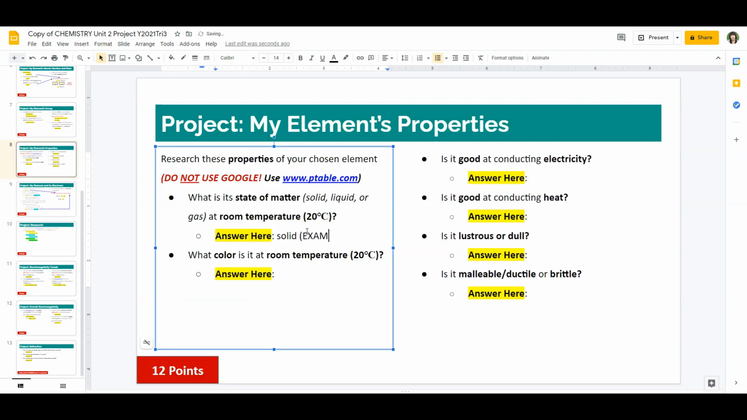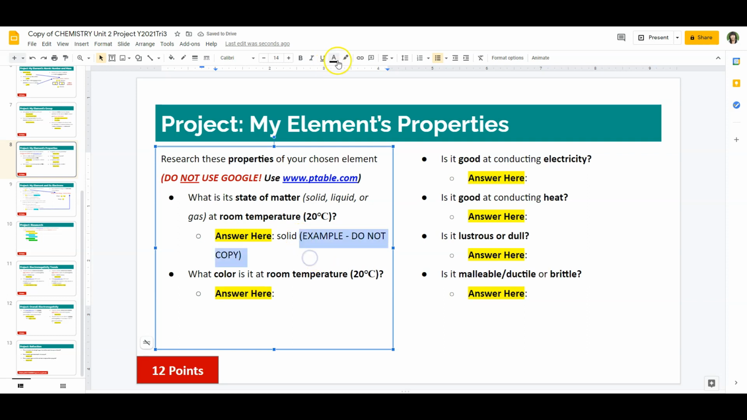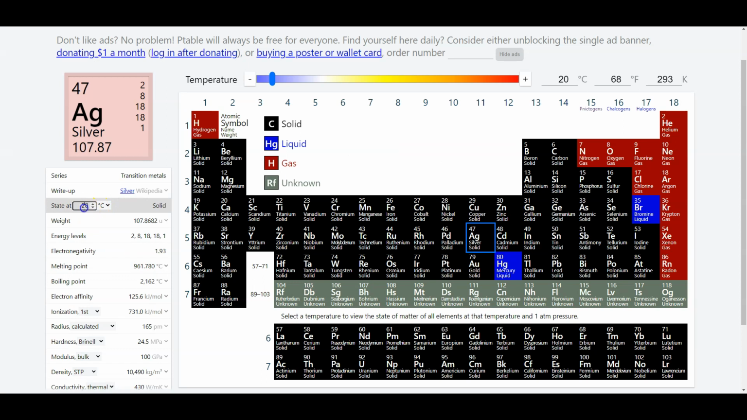Again, this is just an example. Do not copy, okay, for silver. All right, so that's how you find what its state is. Again, just click over here and enter the temperature. Make sure you click out of it so that you have an accurate reading.